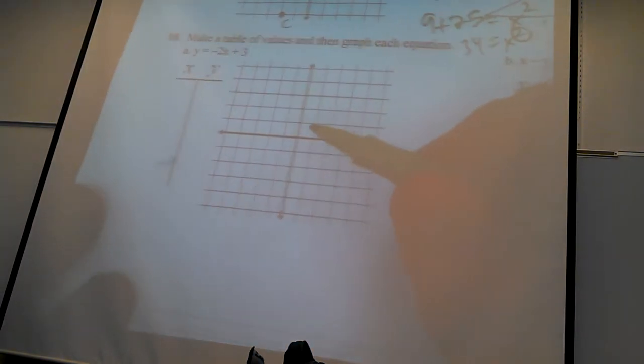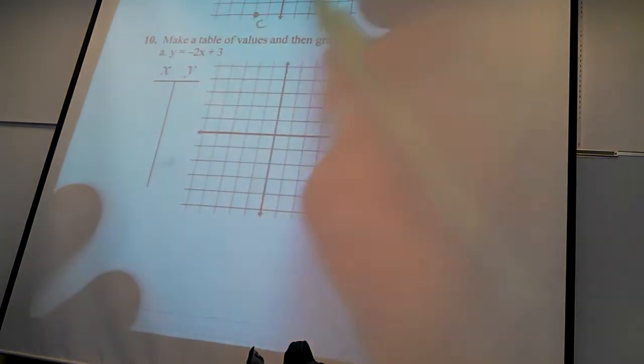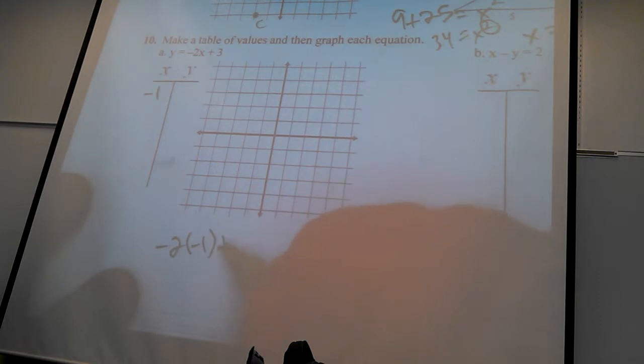Number 10. Somebody help me out. What points did you try? -1. All right, so if you plug a -1 in, you get -2 times -1 plus 3. 2 plus 3 is 5. I like it.